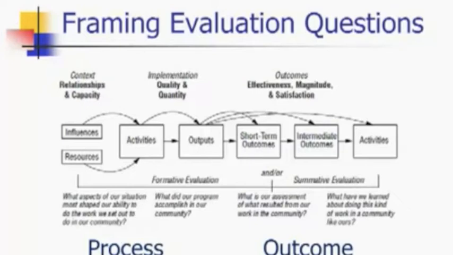For the evaluation side, on the right side of this diagram, we ask questions about effectiveness, magnitude, and satisfaction. What is our assessment of what resulted from the work we did in our project? What have we learned about doing this kind of work in a community like ours? For these questions, we develop outcome indicators. Outcome indicators measure the quantity and quality of the results that we have achieved.